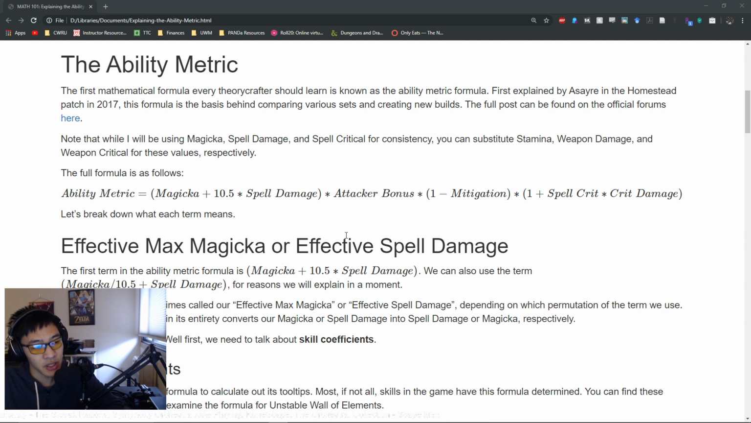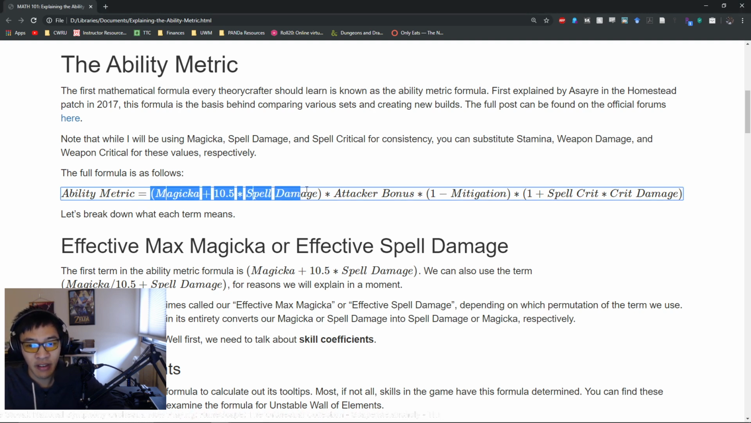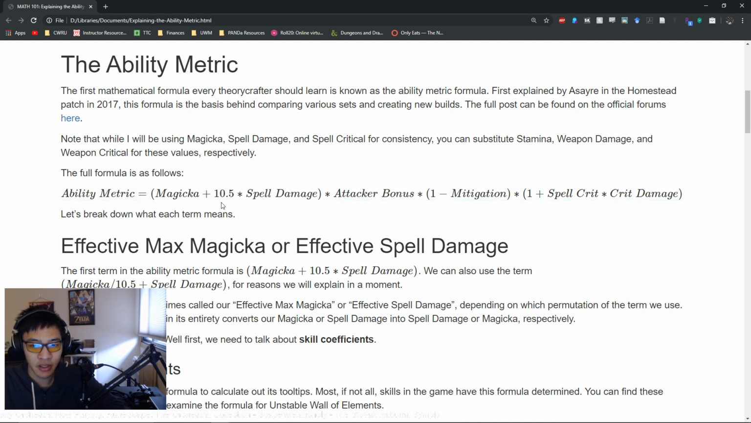So the ability metric is equal to what I like to call the effective max Magicka or effective max spell damage term. That's Magicka plus 10.5 times your spell damage, or alternatively, Magicka divided by 10.5 plus your spell damage, multiplied by the attacker bonus. We'll explain what the attacker bonus takes part of, since quite a few things are involved in it. Then we have our mitigation modifier, and then what most people call the crit modifier, which is 1 plus your spell crit times your critical damage modifier.